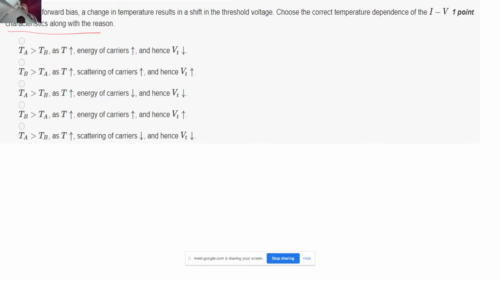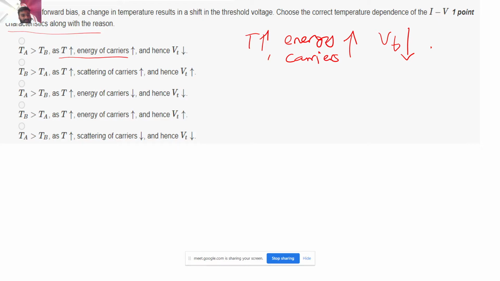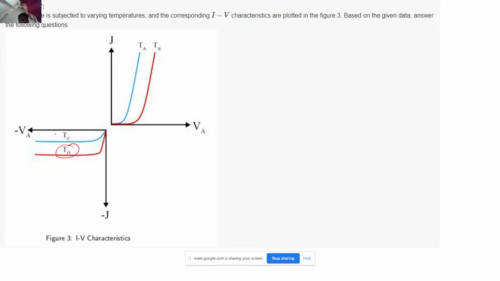So what happens as temperature increases? As your temperature increases, the energy of carriers will increase, correct? So they will find it less challenging to cross the potential barrier, and since they find it less difficult to cross the potential barrier, our VT should reduce, correct? So let's see which option matches. Temperature increases, the energy of the carrier increases. These are the two options and our Vt should reduce, so this is the correct option. And just remember this Td is below the Tc, correct.